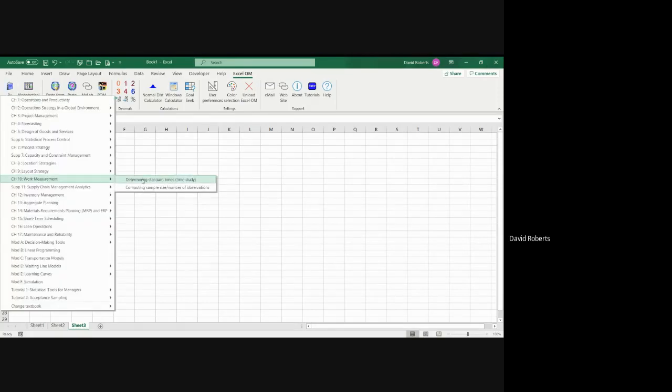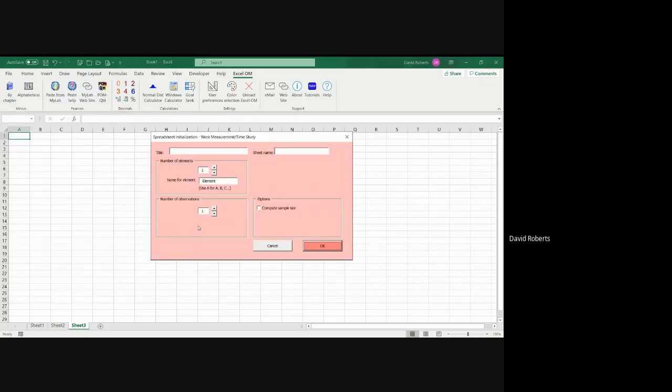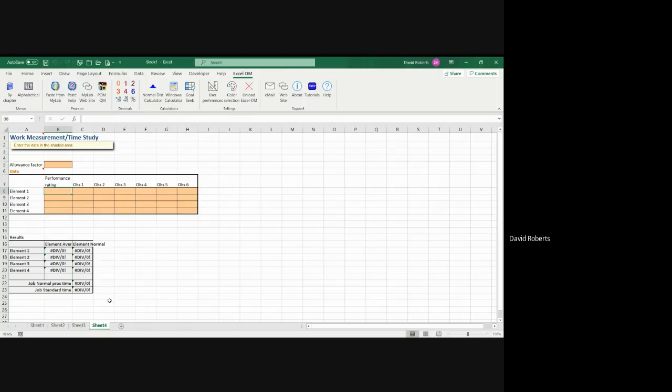So you go to your Excel OM, you go down to chapter number 10, and you have determining standard times. In this case, we have 4 elements: typing the letter, typing the envelope, stuffing the envelope, and sealing and sorting. So we have 4 of those. We also have 6 sets of observations. So you will change this to 6, and we'll go OK.